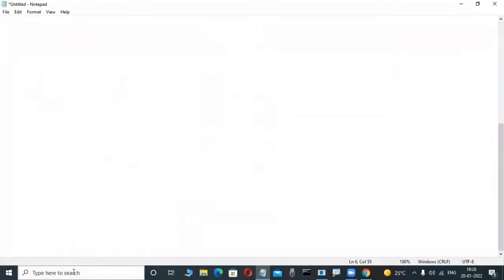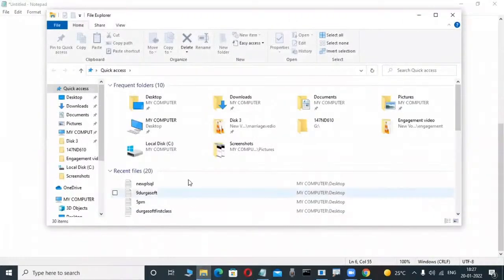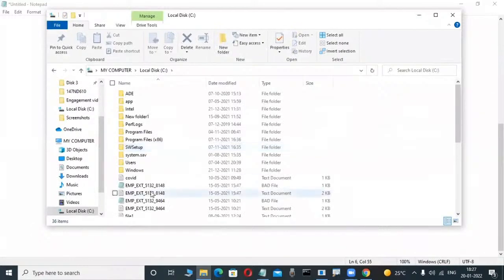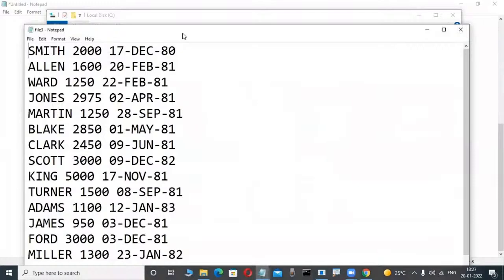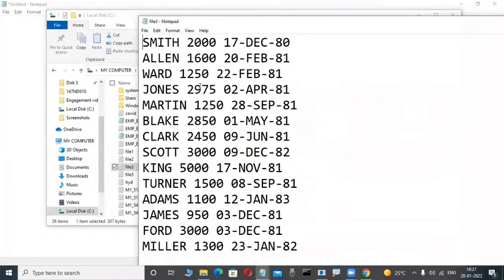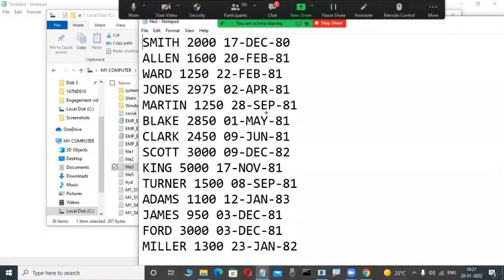Suppose, for example, observe the screen. In the olden days, before 1960, data was stored in a file format like this. This file format also stores data permanently, and here there are employee details. Now, if I want to retrieve the information of the employees who joined before 1981 from the file, it is very difficult.